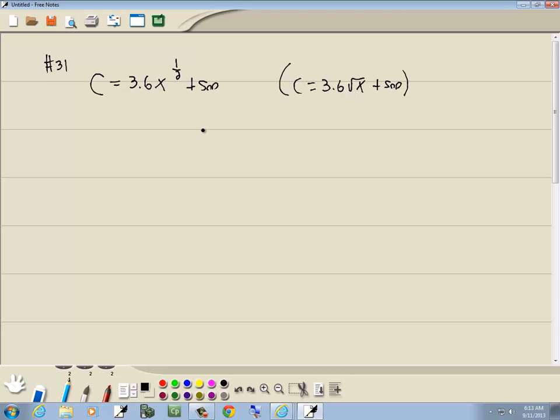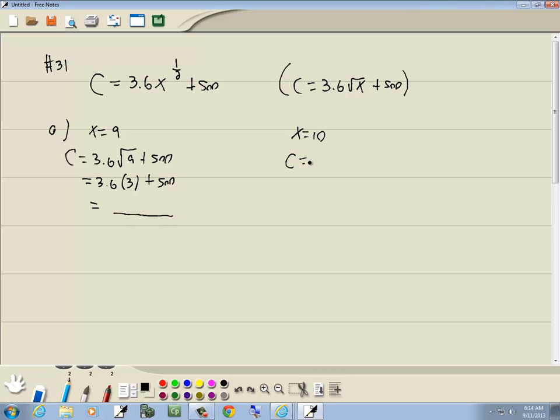Now part A says find the additional cost when production increases from 9 to 10. Since it says additional costs, we're just talking about the algebra part. So what we're going to do is plug in x equals 9, and we'll plug in x equals 10 into our cost function. So we've got C is equal to 3.6 times the square root of 9 plus 500. Square root of 9 is 3 plus 500. And then whatever that gives you.